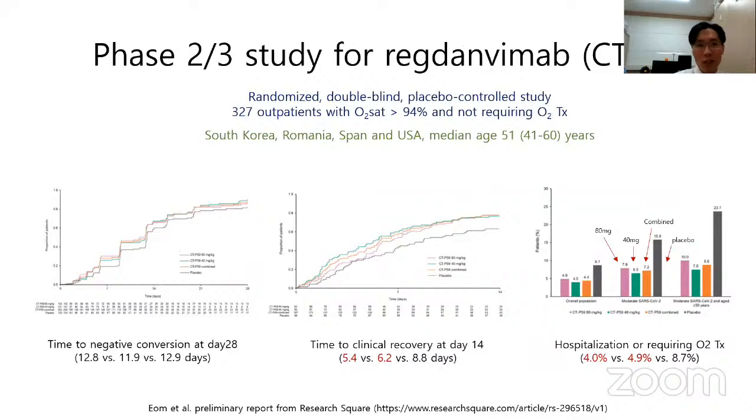If you see the first figure, the reduction of viral load doesn't seem to be significantly lowered compared to control groups. However, the treatment with regdanvimab decreased the time to clinical recovery and also decreased the rates of hospitalization or oxygen therapy. The beneficial effects were more pronounced in moderate COVID-19 than mild COVID-19. Also more pronounced in patients aged more than 50 years.